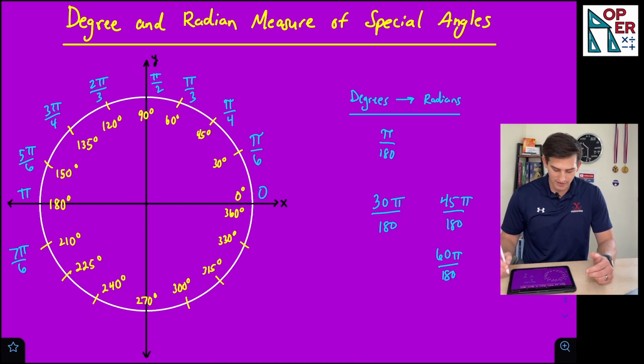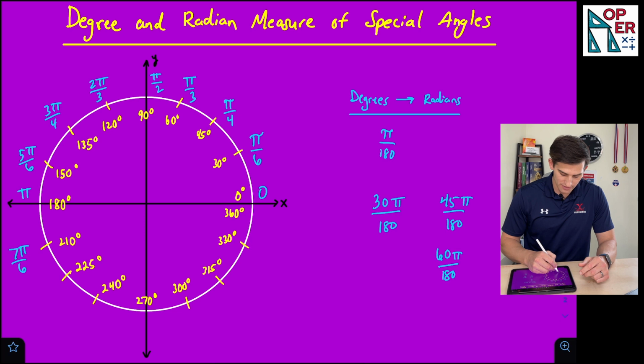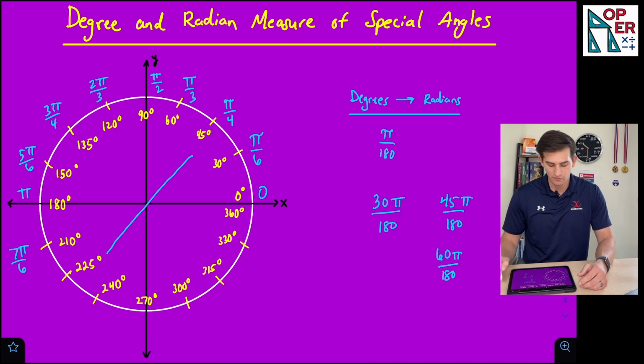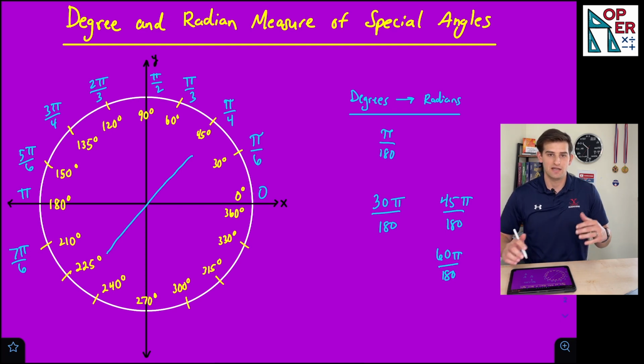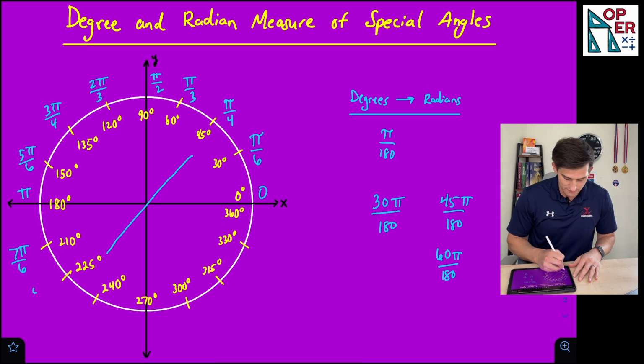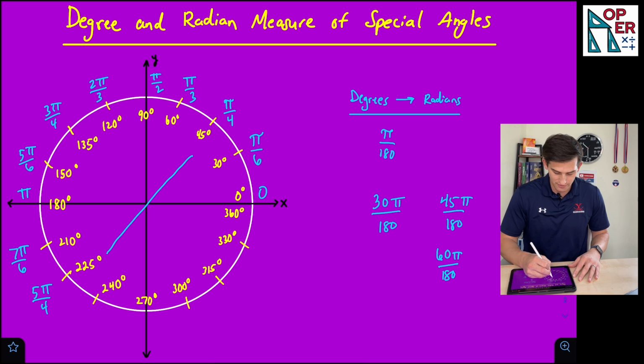Now for 225, we notice that from 45, that's going to be 5 of 45, right? So we have 45 times 5. We know 45 and 45 is 90. Another 90 would be 45 times 4. That's going to give us 180. And then we have an additional 45, so that is 5 pi over 4. All right, so let's erase our line there.